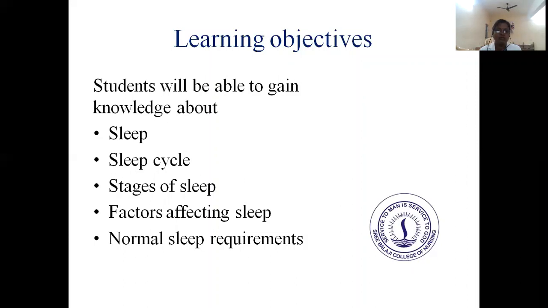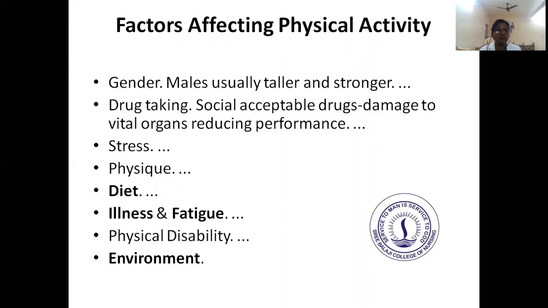Next, we move on to sleep. So far we have discussed what physical activity is, what the domains and types of physical activity are, then what the benefits of physical activity are and what factors affect physical activity.